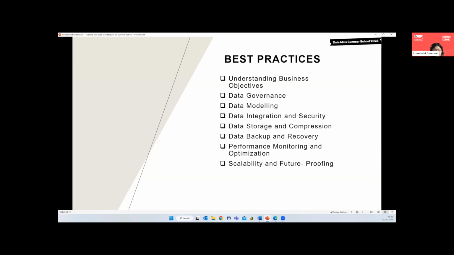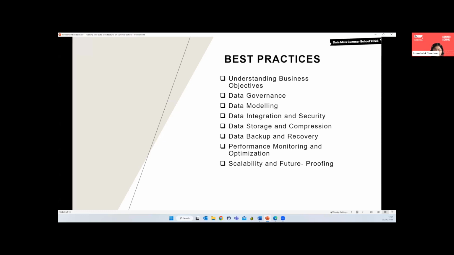Data storage and compression, we should always look out for all of the data storage options before deciding on why and what do we need to do in terms of choosing the data store. So next up is the data backup and recovery, which is implementing the right data backup and recovery plans to ensure high data availability and minimize the data loss in case of faults.